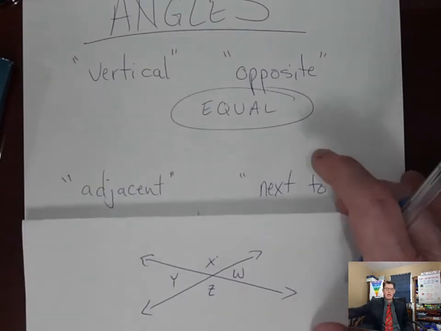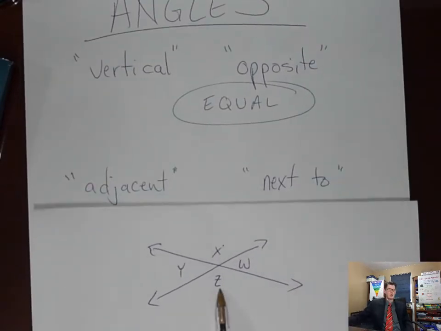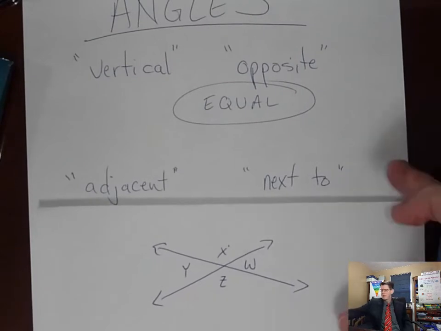Now, sometimes these angles are next to each other. Z, what angles are next to Z? What angles are adjacent to Z? You've got Y, you've got W.